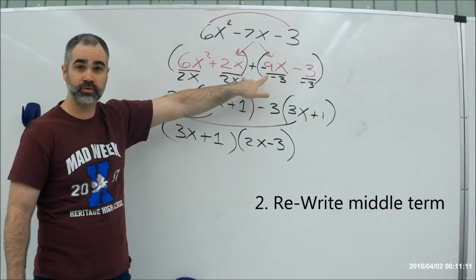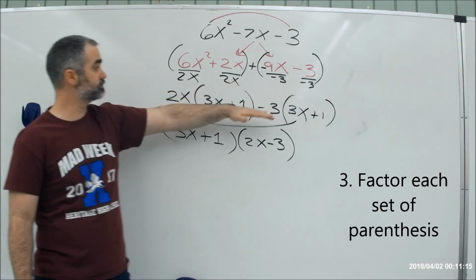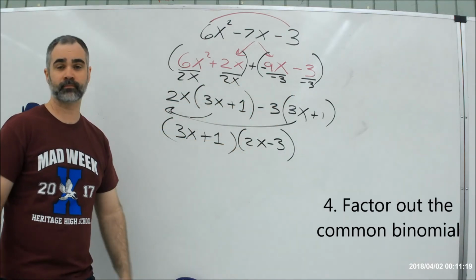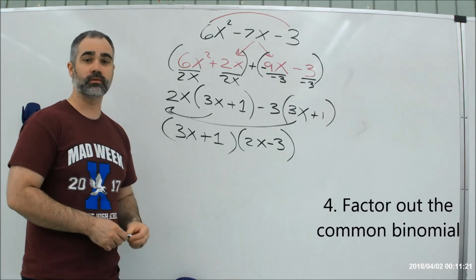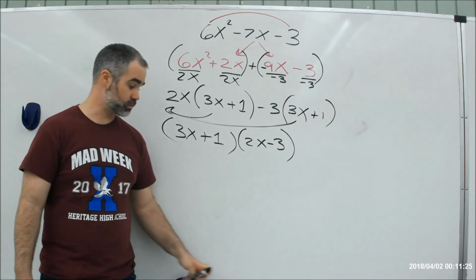So again, walk through the steps: multiply the first and last together, rewrite the middle term as a sum of those two numbers, find your greatest common factors, and then factor out that last parentheses. If you follow those steps, you can factor almost any quadratic expression your teacher can throw at you.